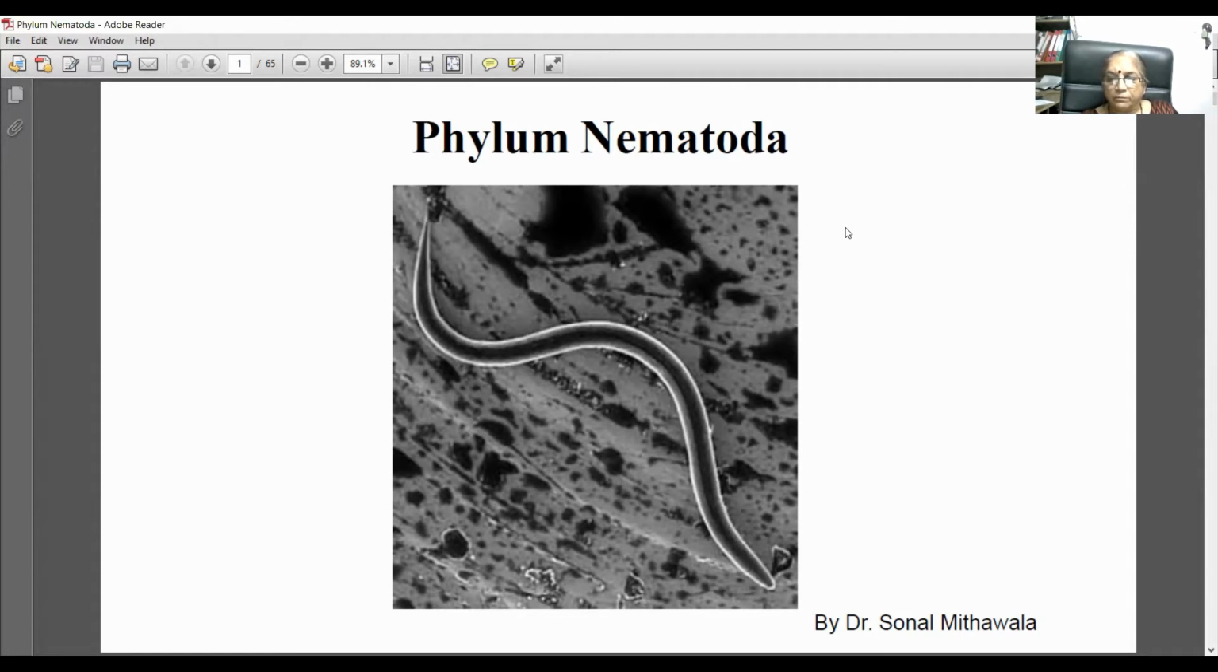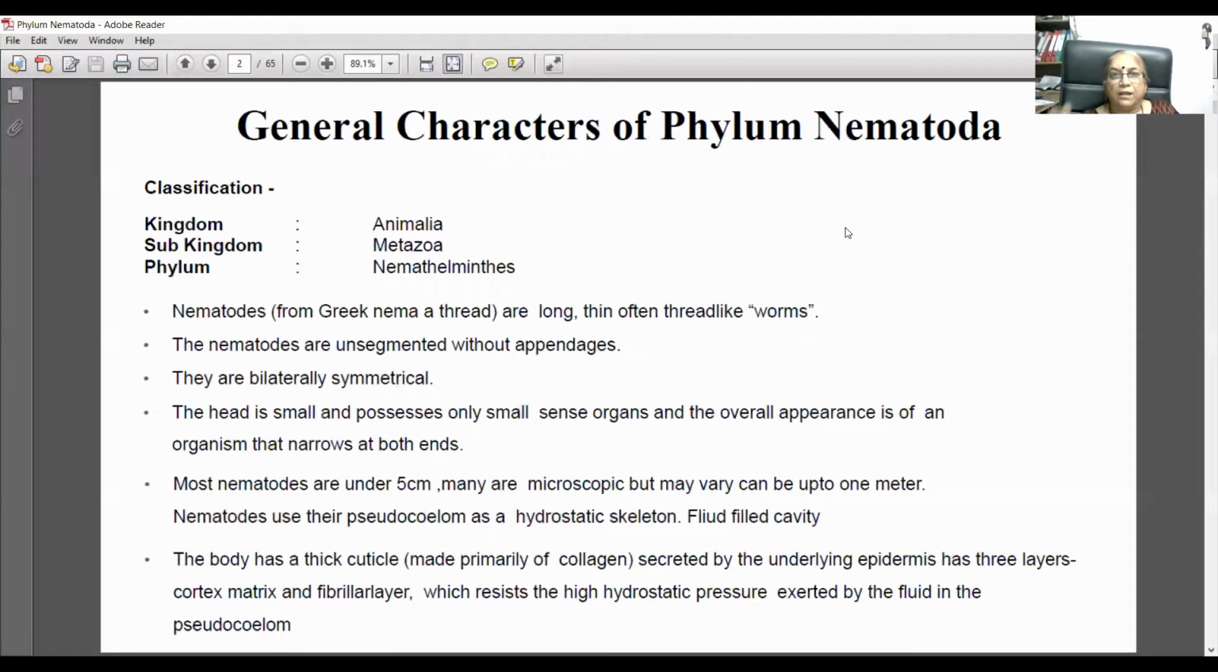In this phylum, we have all the worms which are thread-like. These worms are different from what we have studied earlier. The earlier parasites that we studied in Protozoa are quite different from this phylum, Nematoda.